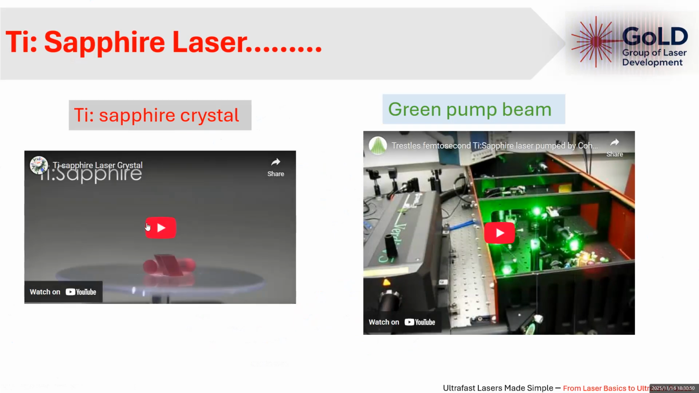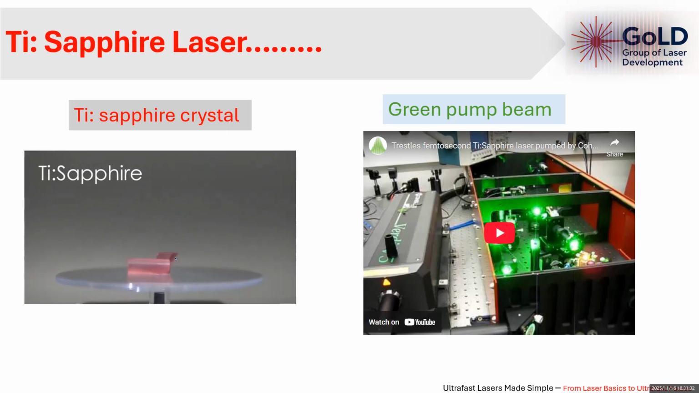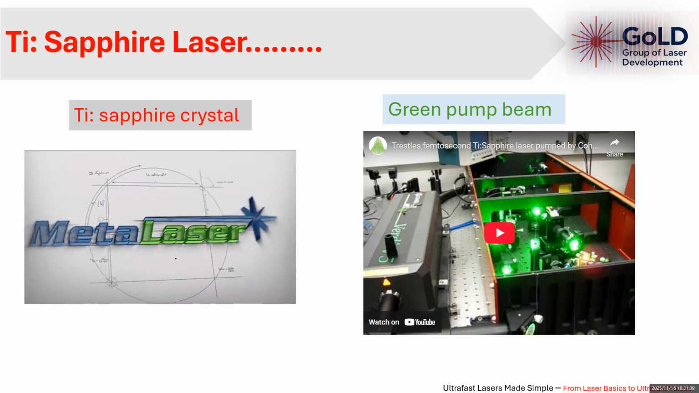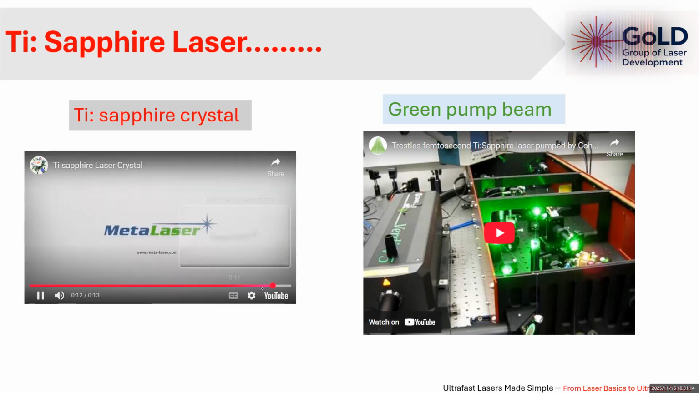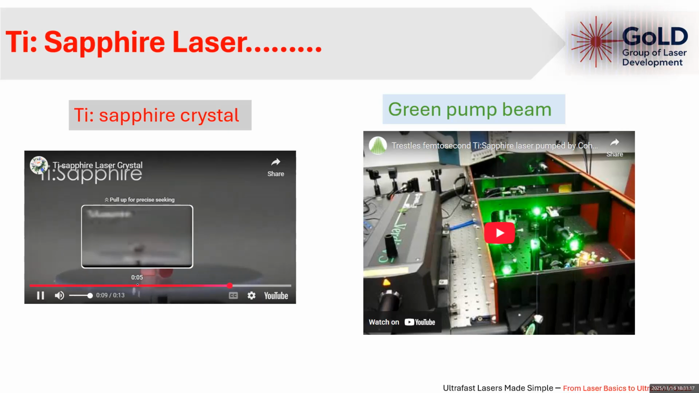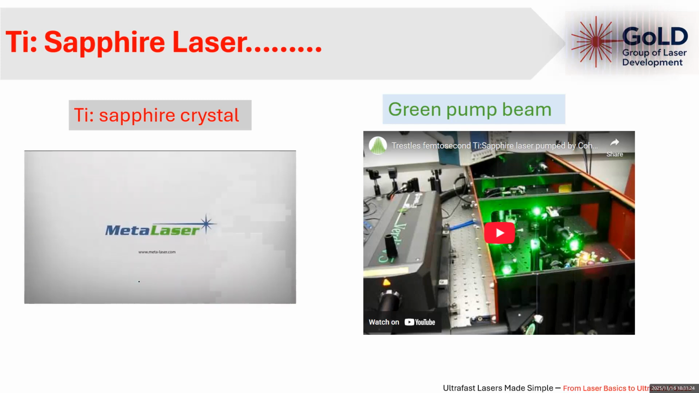Here, this is just to show you how titanium sapphire looks. You can see that on one side is a rod form, and the other form, in both cases, has a Brewster cut. And this small crystal is very expensive, and it's polished and very carefully doped.